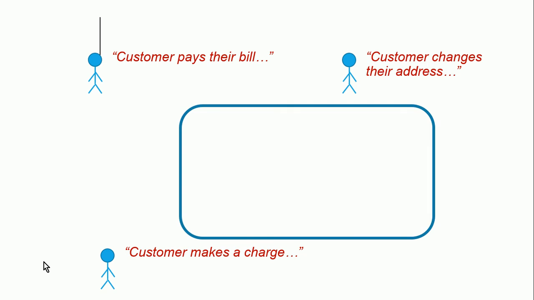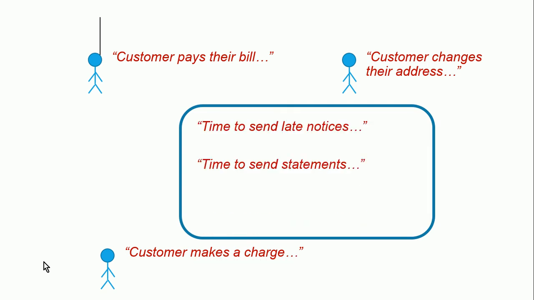With the event decomposition technique, we might look at something like this: a customer pays their bill, a customer makes a charge, or a customer changes their address. Those are all events we might identify. But event decomposition takes a step further in that it can also identify temporal events, such as when it's time to send late notices, send statements, or produce end-of-week reports. These are things that happen that are not initiated by the users you see around the system. So event decomposition captures what we call temporal events.